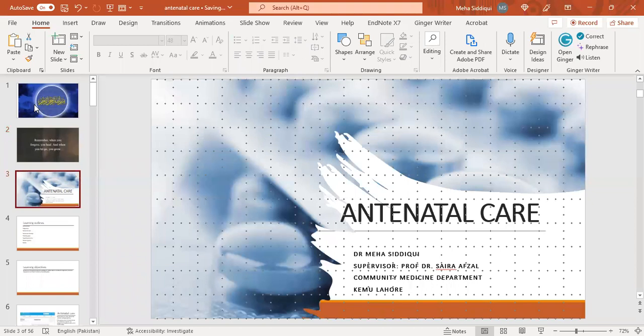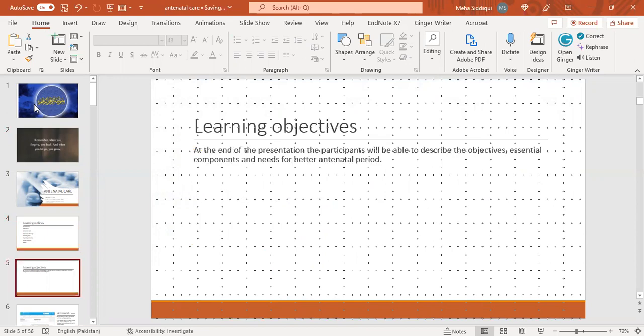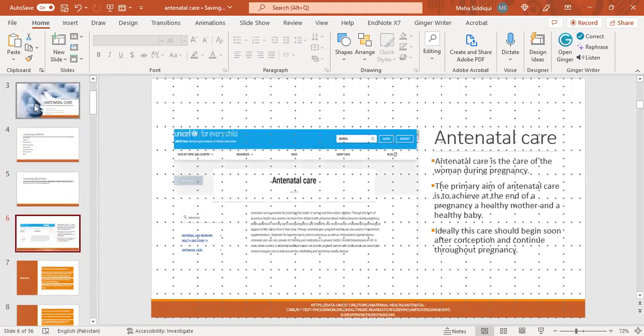Today, the topic of my presentation is antenatal care, and I'm presenting it under the supervision of my professor, Dr. Tata. The learning outlines of my presentation are introduction, objectives, antenatal visits, antenatal checkups, warning signs, specific protection, recent updates, and MCQs in the end. Learning objectives: at the end of the presentation, the participants will be able to describe the objectives, essential components, and needs for a better antenatal period.